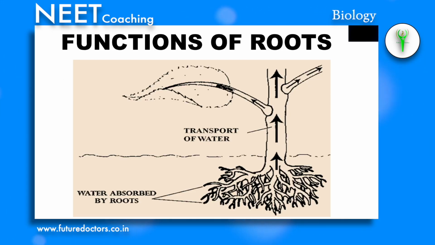Functions of root. Its primary functions are anchorage of the plant, absorption of water and dissolved minerals, and conduction of these to the stem and storage of reserve food. Roots absorb water and nutrients from the soil. They anchor the plant firmly. They help in storing food and nutrients. Roots transport water and minerals to the plant.